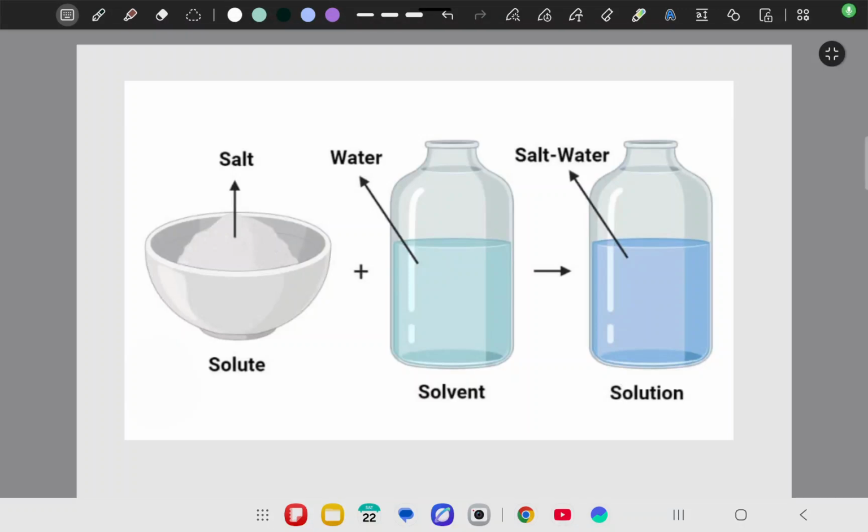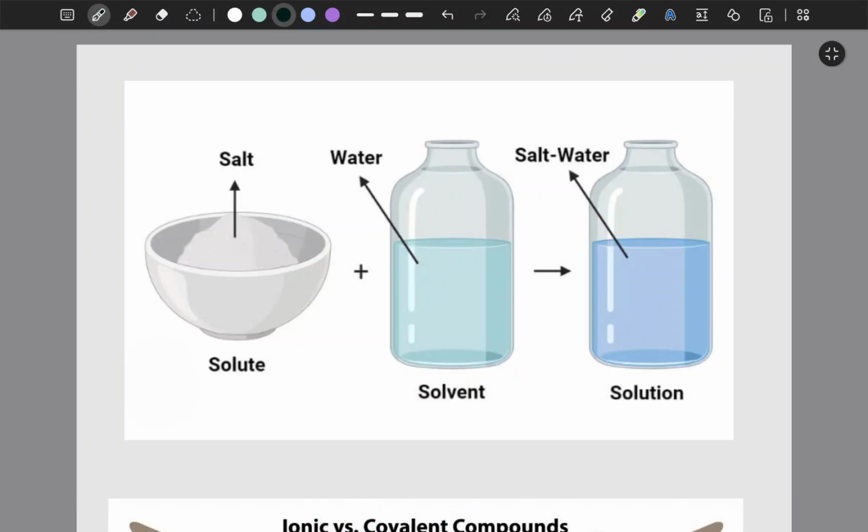Hello everyone. Today we will study the topic water, the solvent of life.